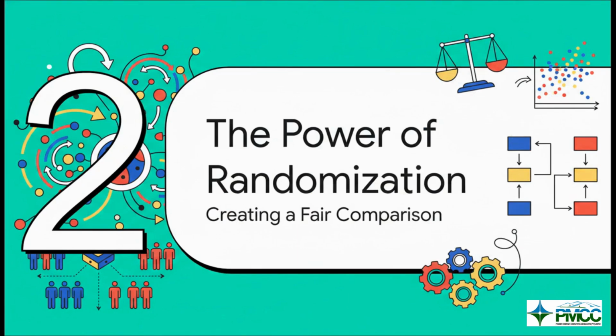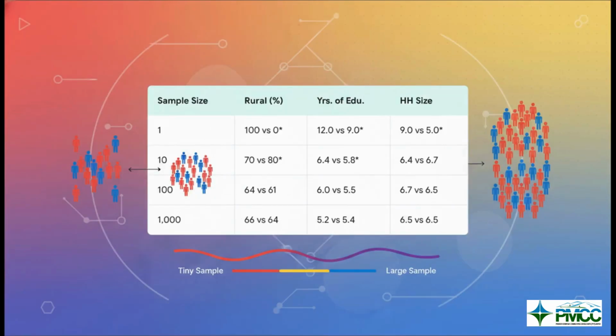Why is it the absolute engine that makes this whole methodology work? Well, it all boils down to one thing: creating a truly fair comparison right from the get-go. Okay, this table here really shows you what's going on. Look at these 2 groups, a treatment and a control, pulled from the same population.